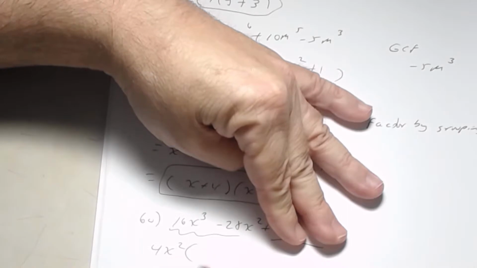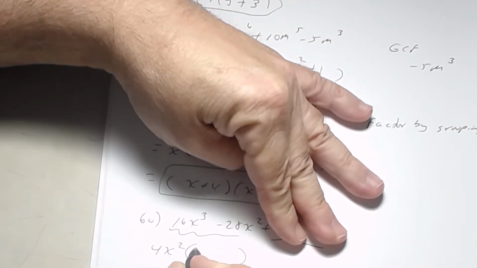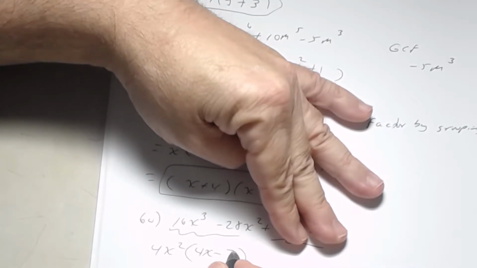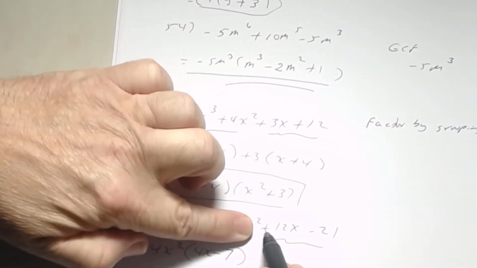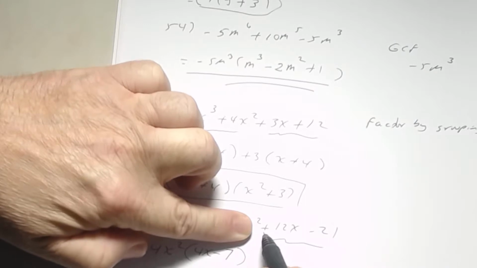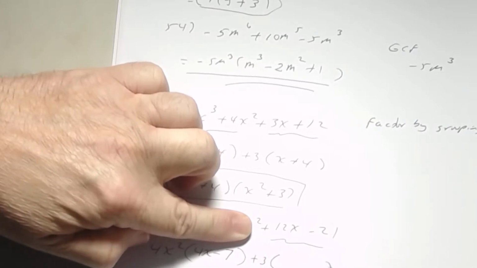All right. 4x squared times what gives me these two terms back? 4x. Do you all agree, 4x? Minus what? Minus 7. 4x squared times 4x is 16x cubed. 4x squared times a negative 7 is a negative 28x squared. All right. Now, from the second group, what can I factor out? 3. A positive or a negative? A positive. So plus 3 times what's 12x? 4x. 3 times what's negative 21? Negative 7. If I'm doing this correctly, those two things better be the same.